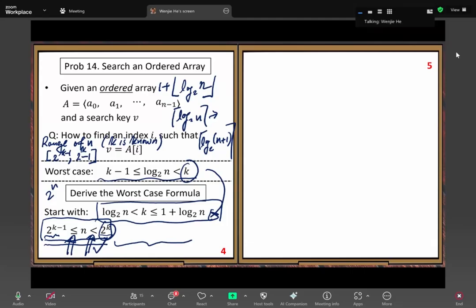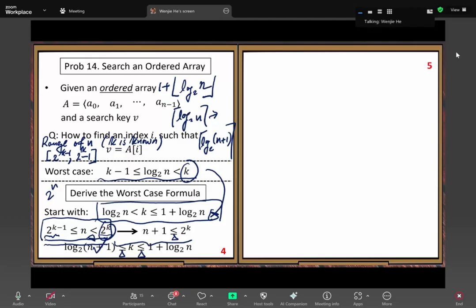After we get over this step, the remaining part is very obvious. So you have this, and this time it contains the equal sign: n plus 1 is less than or equal to 2 to the k. Then we take log base 2. We rewrite it, and both sides have the equal case.